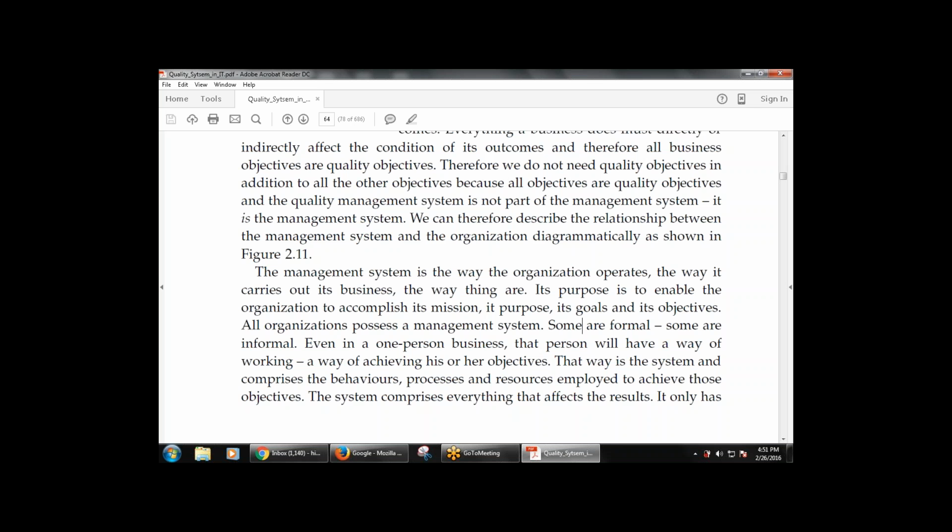Its purpose is to enable the organization to accomplish its mission. Whatever the mission, it is used to set the goals and objectives. All organizations possess a management system, some formal and some informal. Even in a one-person business, that person will have a way of working, a way of achieving his or her objective, and how the work will be done in the business.